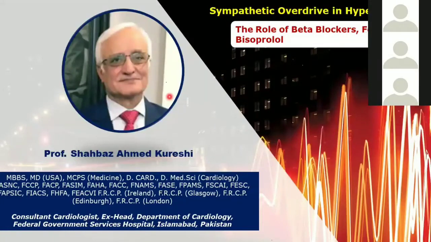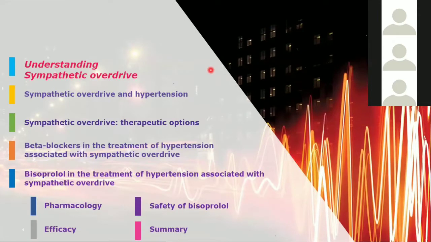Let us talk about today's topic, which is basically the sympathetic overdrive which occurs in the body, and as a result of that, the patients will become hypertensive. And then, how do we treat them? So we need to understand the sympathetic overdrive. We need to see it in the context of hypertension. We need to see it in the context of the therapeutic options that are available to us.